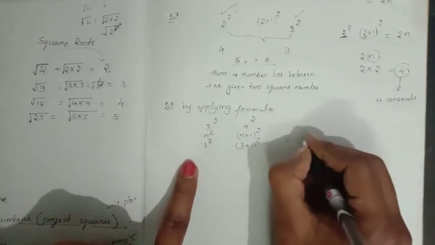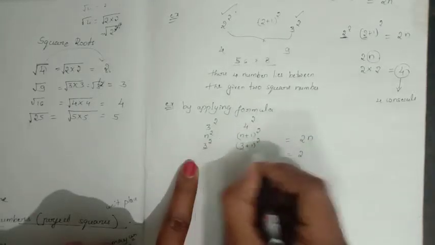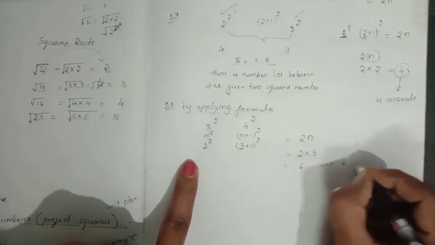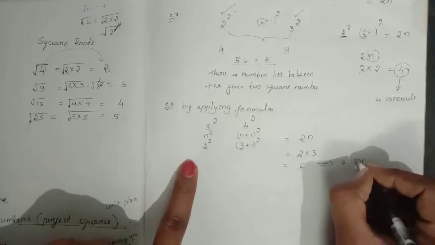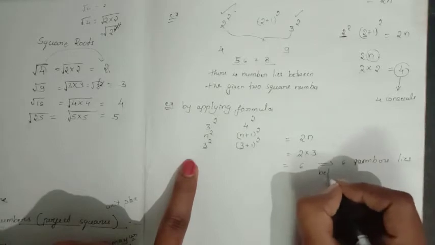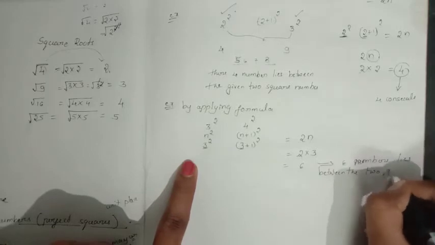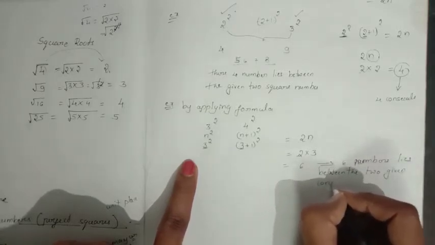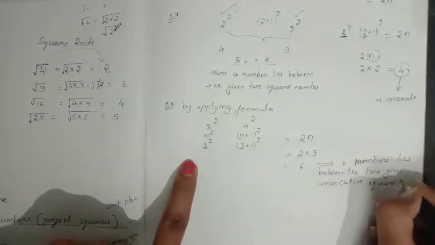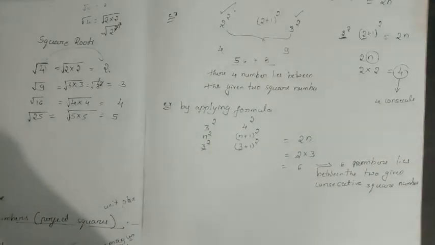So what is our formula? That is 2 into n. What is the n value here? That is 3. So 2 into 3, 3 2s are 6. That means there are 6 numbers that lie between the two given consecutive square numbers. Directly we can find. So this is the method to find the numbers between two consecutive square numbers.